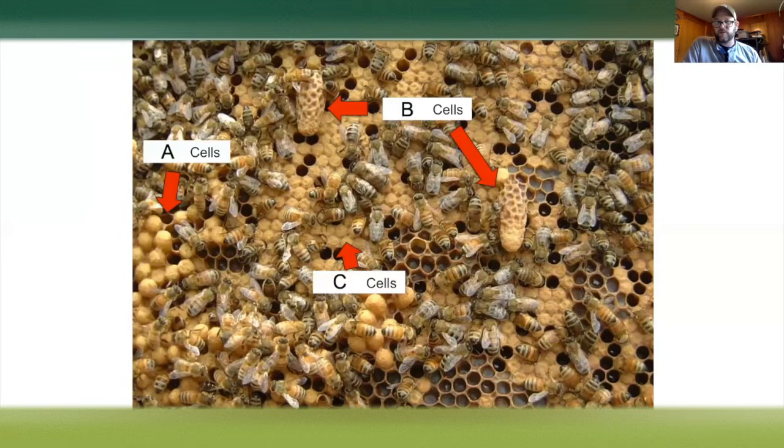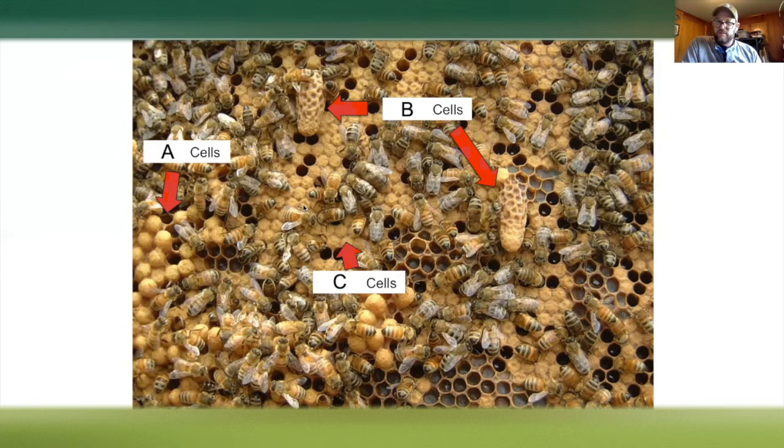Okay, we're going to do a little experimentation on cells here. All right, so we have 3 types of cells on this frame. We have A, which is pointed to these bigger cells down here. I know it looks like it's pointed to an open cell. I've been called out on that before. I'm not pointing to the open cell. I'm pointing to the cells below it. We have 2 big cells here, and then all of these cells right here.